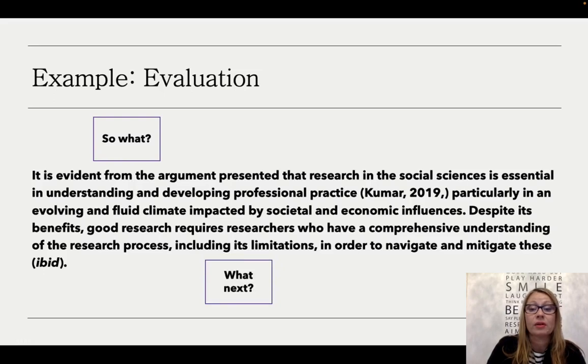We've also got some what next. So we've got what we really need to think about, that actually good research requires research to have. So it's explaining what we need to make that happen, what moving forward. So really here, this is a nice conclusion, bringing together all of the arguments presented as well through the description and analysis there.